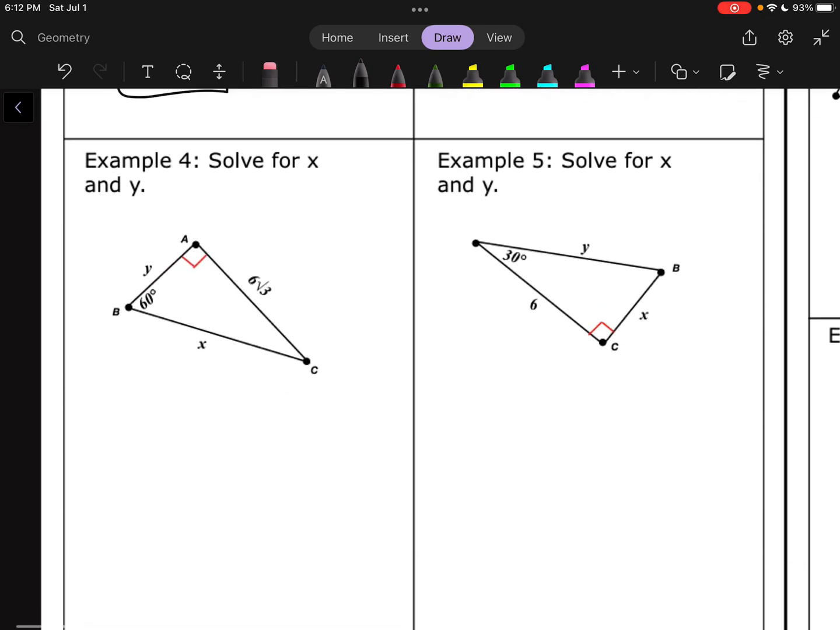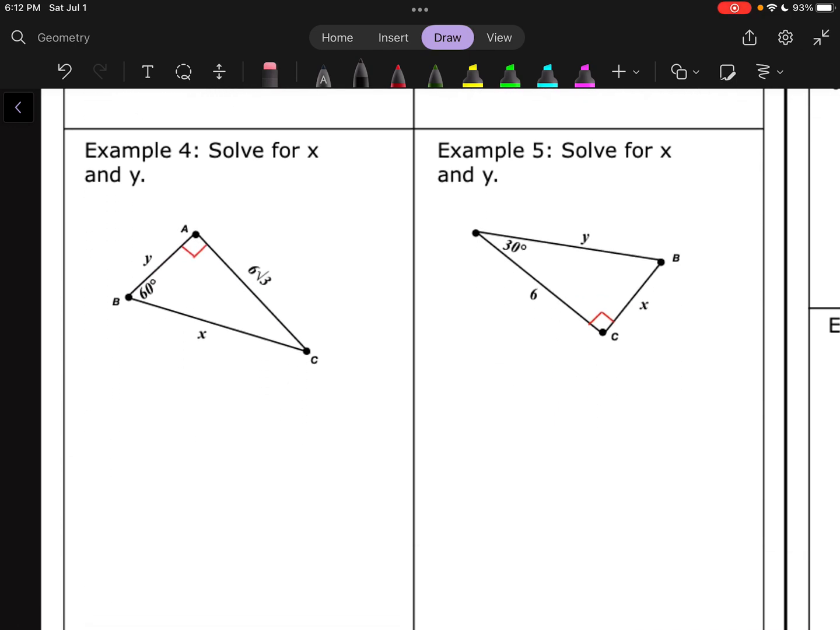All right, what's this one got for me? So on this one, there's my 30. So Y is my short leg, 6 root 3 is my long leg, and X is my hypotenuse. So for this one, to find X first, I can't really do it because I don't have the short leg. So let's find the short leg first. If you don't know the short leg, you should always find the short leg first.